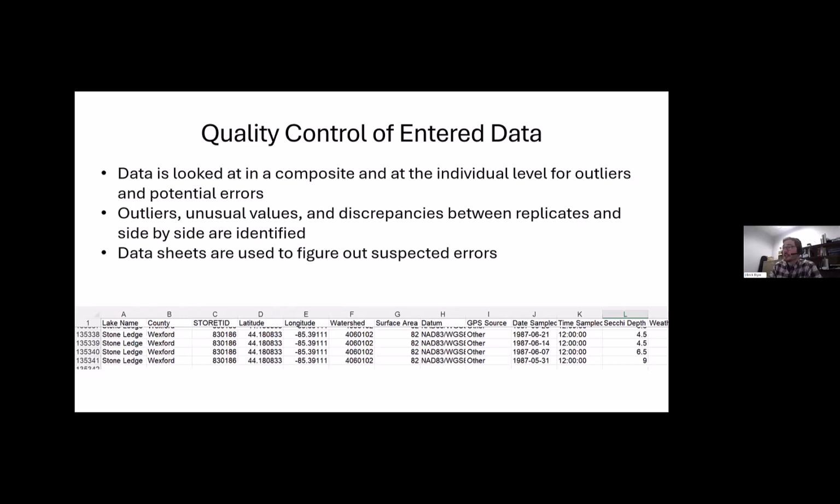Okay, now looking at the quality control of entered data. A team of us behind the scenes, and Paul has been doing this for many years, looks at your data in a composite. We're looking at all the data, and I will look for extremes and outliers within that. If we do see a Secchi, for example, of 150 feet, we will look at that and make sure, and find out what the mistake was. Maybe it was supposed to be 15 feet and not 150.